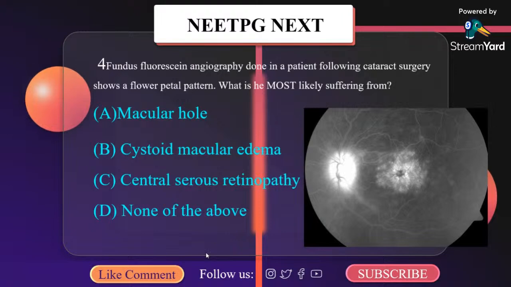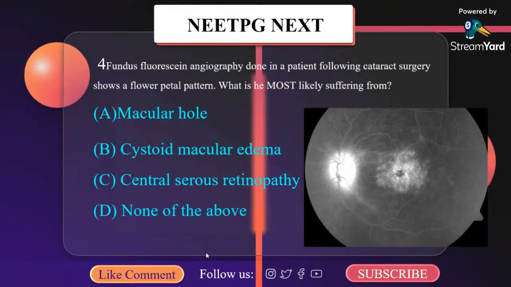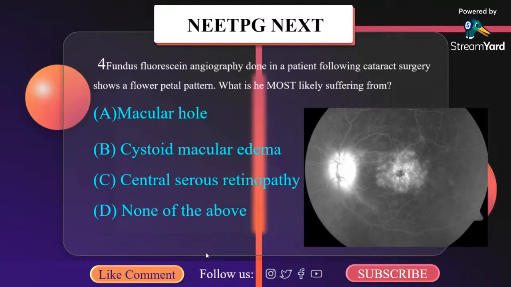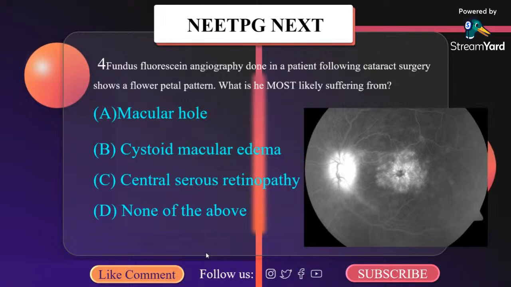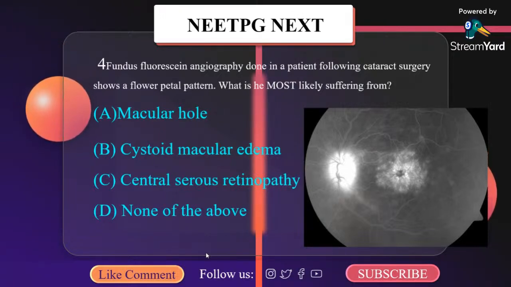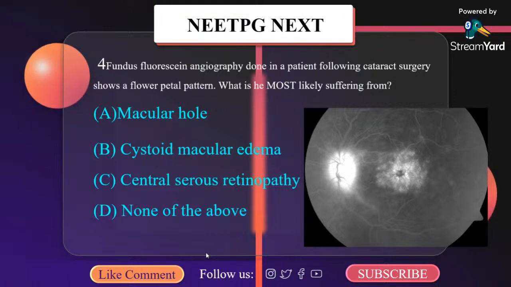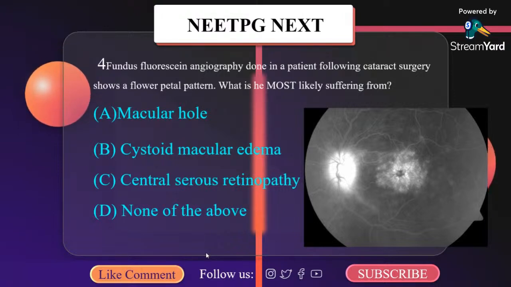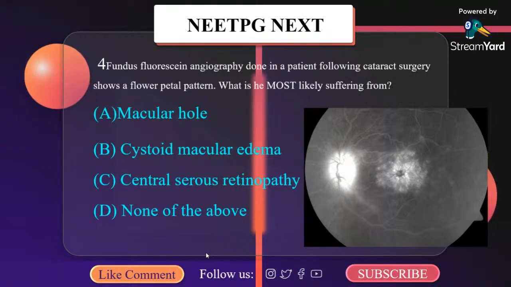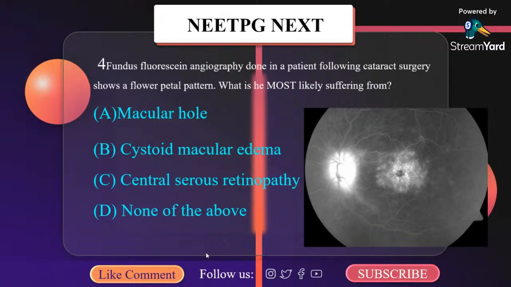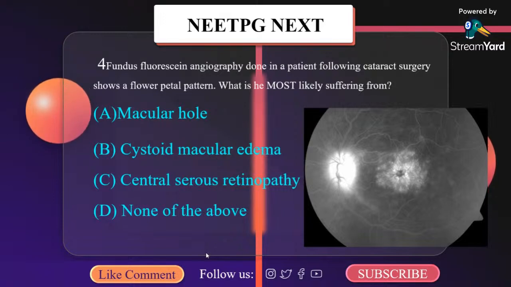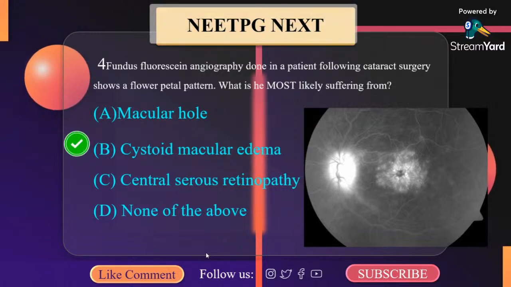It refers to a condition in which there is fluid accumulation in the honeycomb-like spaces of the outer plexiform and inner nuclear layers. Fluorescein angiography shows leakage of dye from the perifoveal retinal capillaries and peripapillary region, accumulating in a flower petal pattern around the fovea. It most frequently occurs following cataract surgery, especially if the surgery was complicated or prolonged. It usually manifests at 4 to 12 weeks post-operatively. So it is cystoid macular edema.